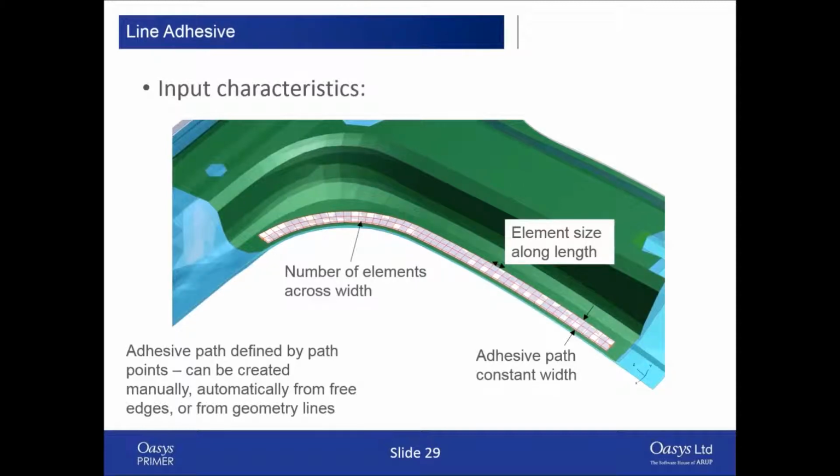This is line adhesive. So you can see the adhesive here. We've got this green panel and blue panel that we're joining together. And these red outlined solids are the adhesive solids that are being created. And the adhesive path, so basically the path of these solids, so you can imagine a line going down the middle of these solids down here. The path can be created manually, so you can click on the screen along here, click, click, click, click, click to define the path. It can be created automatically from free edges, so you can select the free edge of this green part here to create the path on the flange along here.